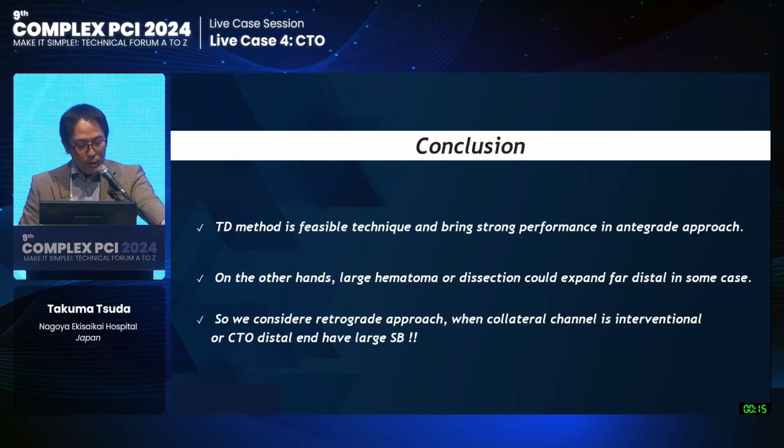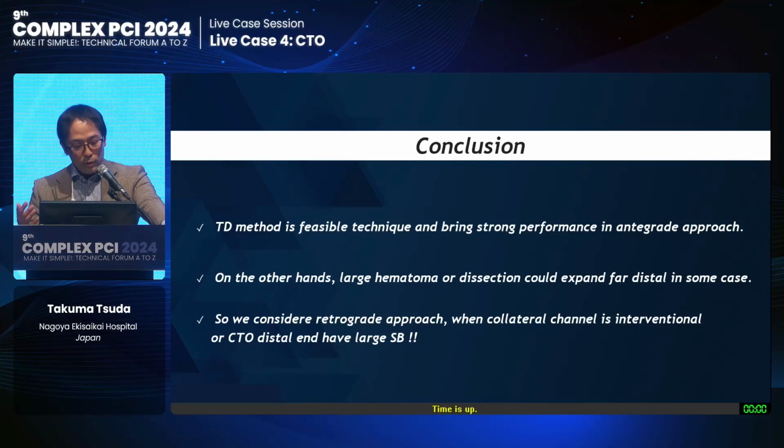On the other hand, a larger hematoma or dissection could expand far distally. So we have to be careful about case selection. So we consider the retrograde approach when the collateral channel is interventional or the CTO exit has a very, very large side branch. Thank you.